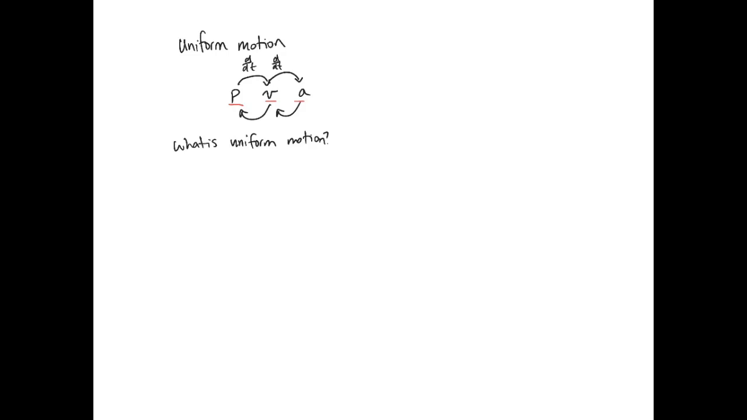So the first case is uniform velocity. Uniform velocity means the velocity is not changing. And in mathematical notation, that means dv over dt is equal to 0, because the change with respect to time of velocity is equal to 0.